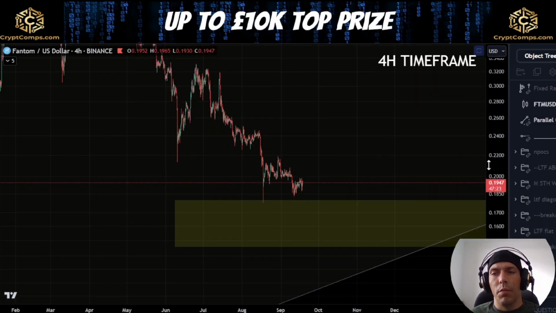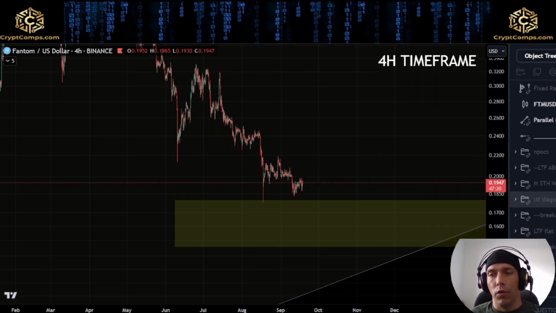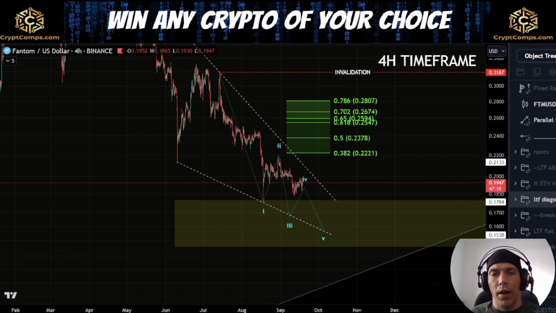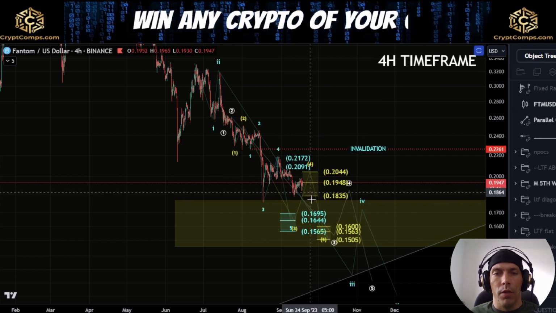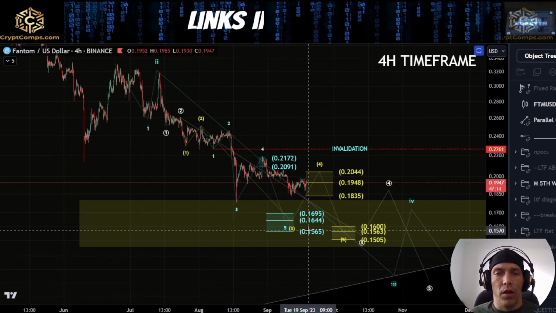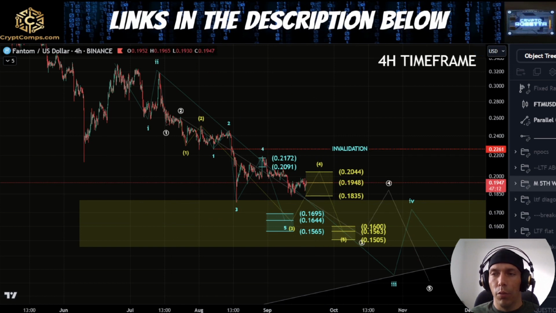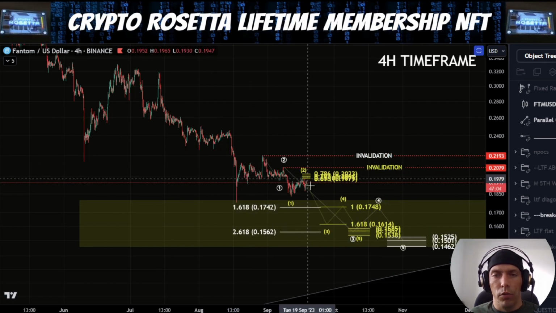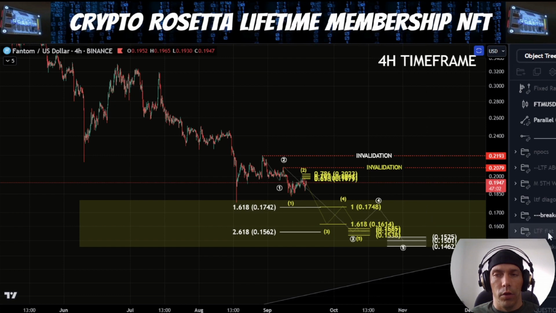That would actually then make it more likely that within this count we are looking at either this diagonal pattern, or alternatively this idea of seeing this extension to the downside in this blue 5th wave, where this is 1, 2, 1, 2, and then we're looking for this 3rd wave to the downside.